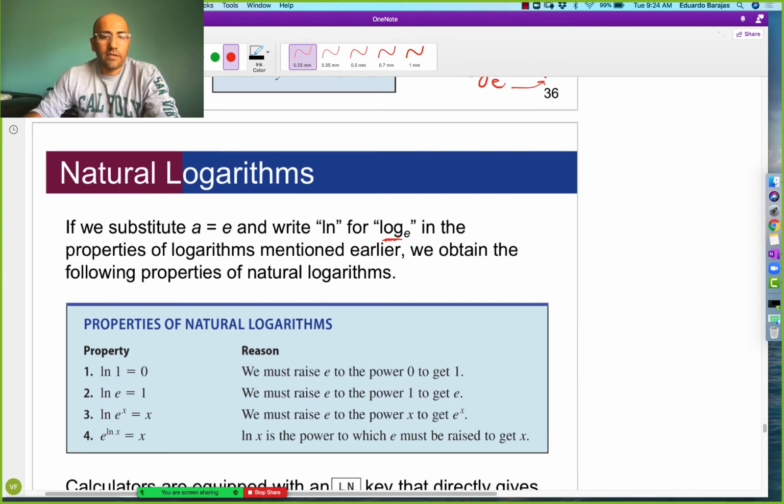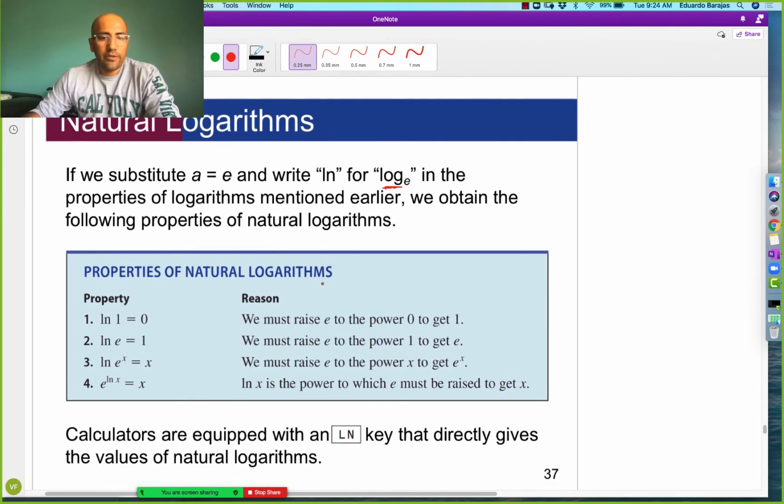So all the same properties that apply to logs apply to log base e, since it's just one of those iterations. We had a whole table yesterday that showed some of the properties of log base a, and all of those properties apply to log base e, and therefore they can be rewritten in the form of ln. Here's a table consisting of those properties.